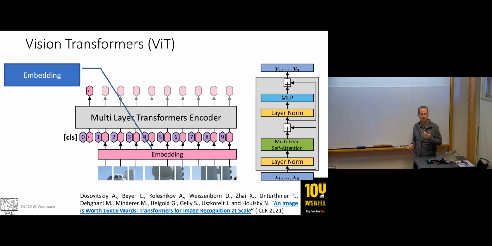The embedding layer is simply a convolution layer that projects each patch into a higher dimension embedding. So we can actually view these filters, what these filters capture.